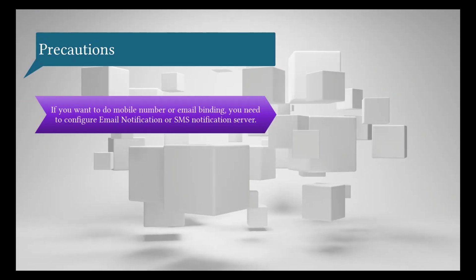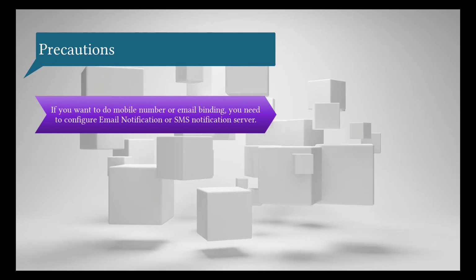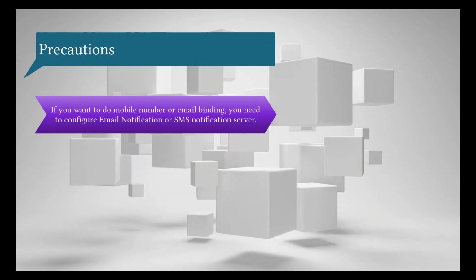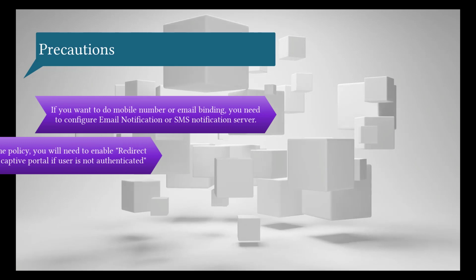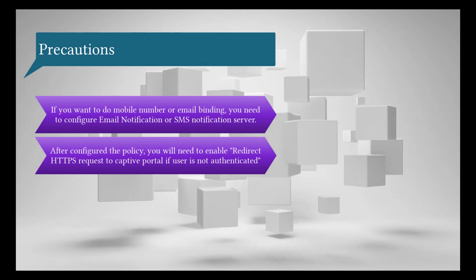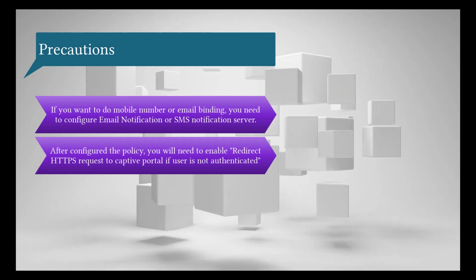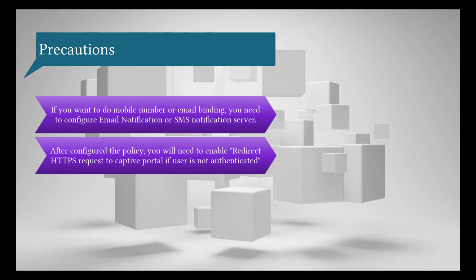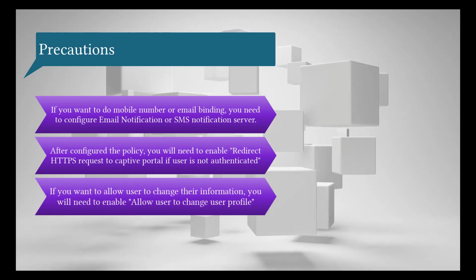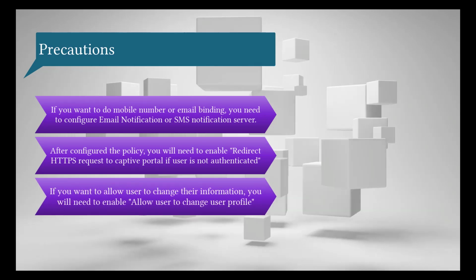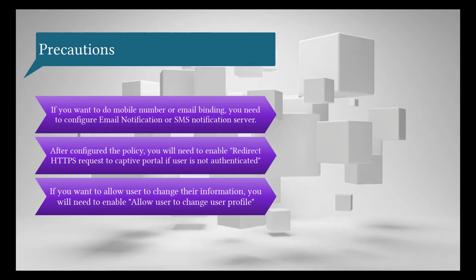If you want to do mobile number or email binding, you need to configure an email notification or SMS notification server. After configuring the policy, you will need to enable redirecting HTTPS requests to the Captive Portal if the user is not authenticated. If you want to allow users to change their information, you will need to enable allow user to change user profile.